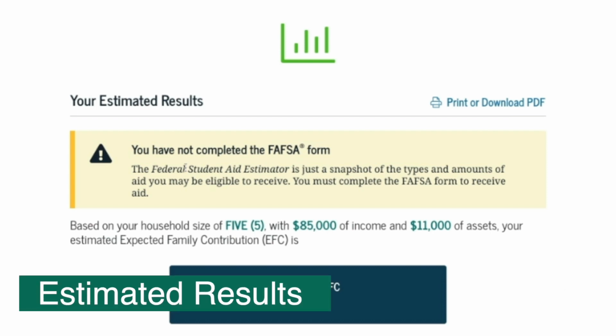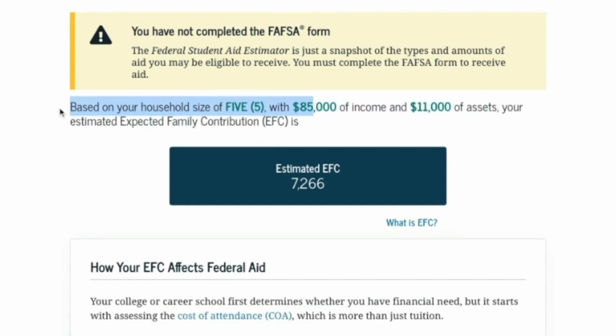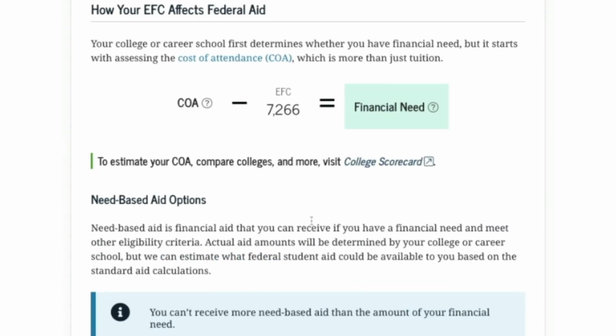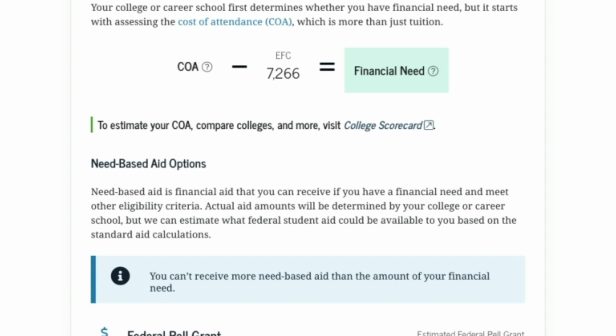Okay, now based on this, it says here, based on the household size and the income level, as well as the assets, this is the estimated family contribution or future student aid index. So 7,266, you can see here. So when we scroll down here, you can see how does this EFC affect your financial aid. So this is where you look at cost of attendance, which we have many videos also explaining the difference between this, and you take the cost of attendance, which again is not just tuition, but it's the total cost of attendance. You take out the EFC and that will give you your financial need.